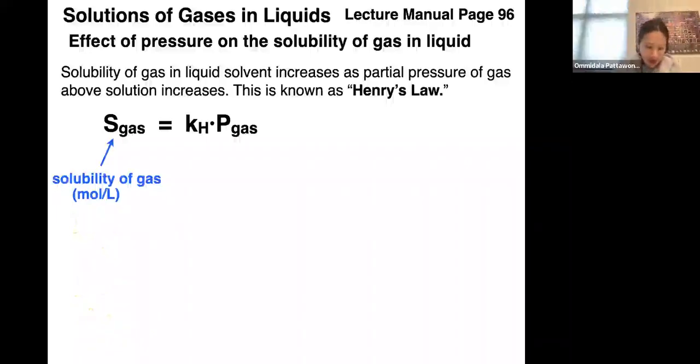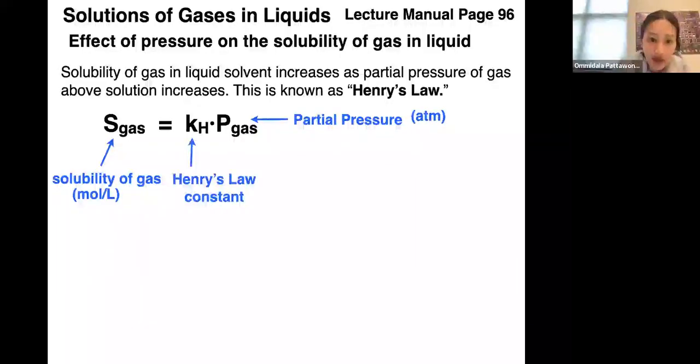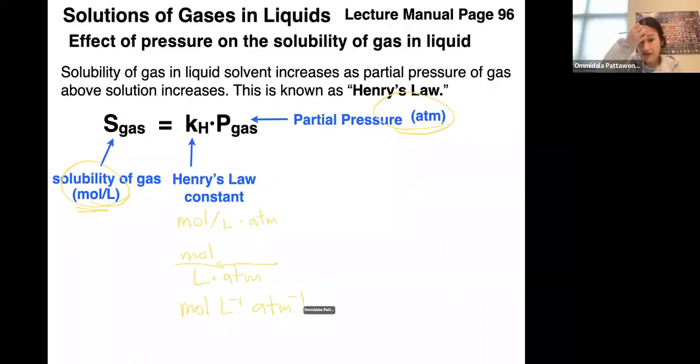The next one is P. P is the partial pressure. We learned about this before. The unit would be atm. And then K is Henry's law constant. The unit of Henry's law constant depends on the unit of solubility and the partial pressure. So in this case, if your solubility is in mole per liter, Henry's law constant is going to come out in mole per liter per atm. Another way to write this would be mole per liter times per atm, or mole per liter per atm. Either one of these is fine.